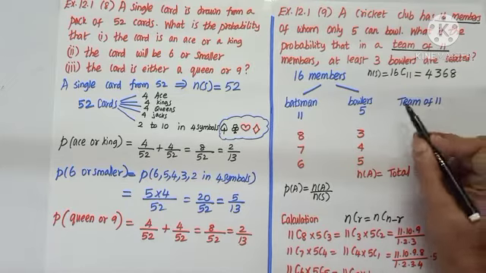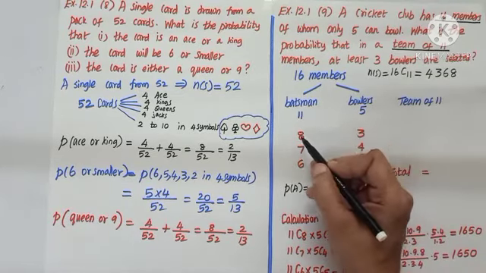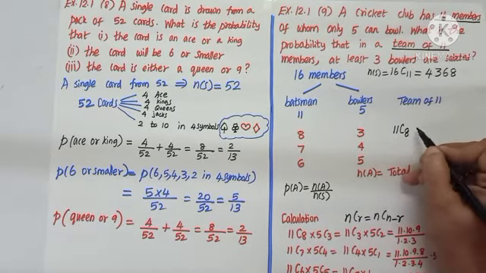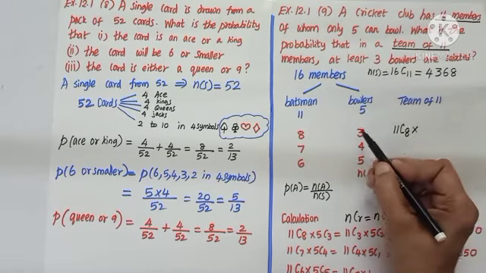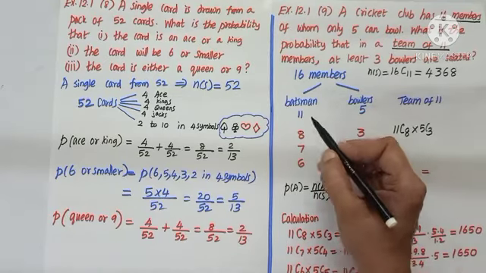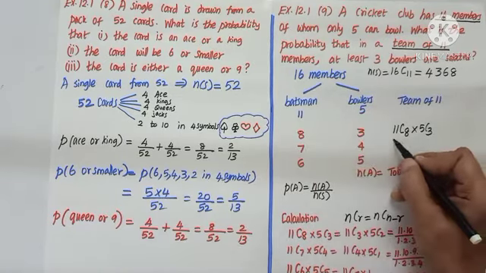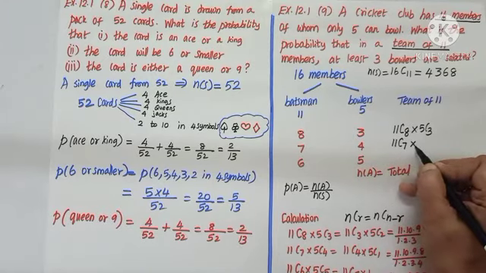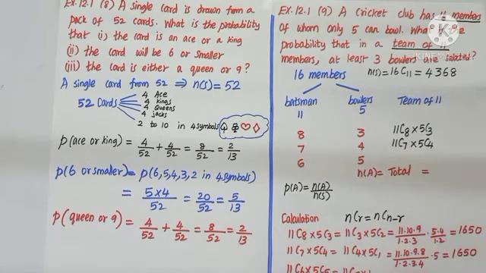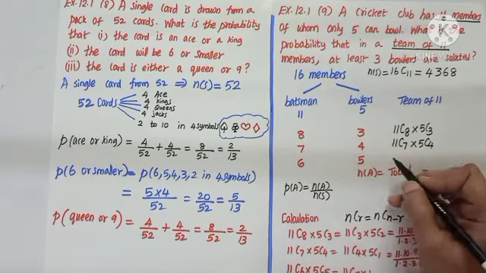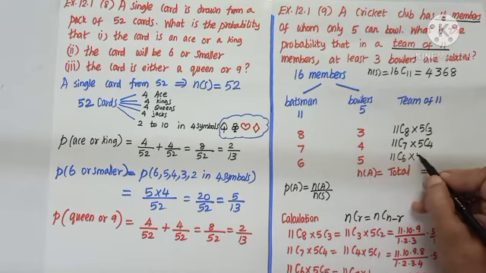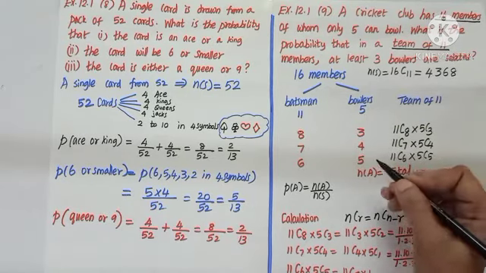So now how to frame the team? From 11 I want 8. How will I write it? 11C8. And so multiply. From 5 I want 3. It is 5C3. The second case. From 11 I want 7. So it is 11C7. And from 5 I want 4, 5C4. Third case. From 11 I want 6. 11C6. And from 5 I want 5. So it is 5C5.